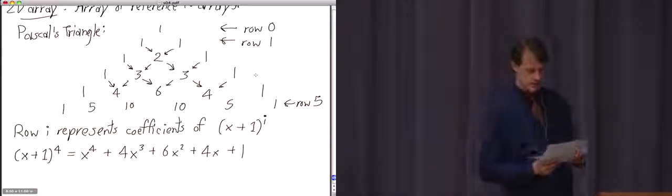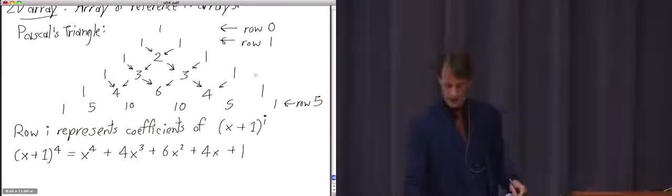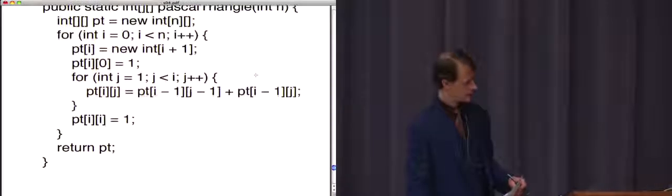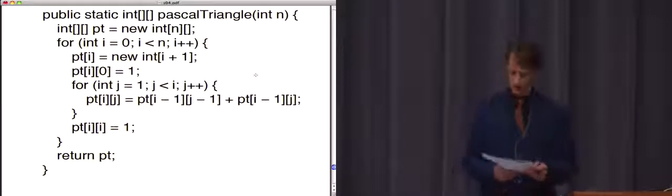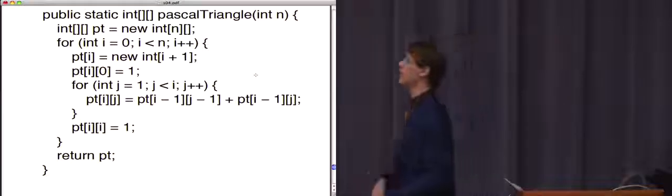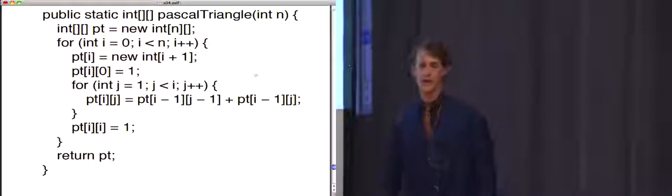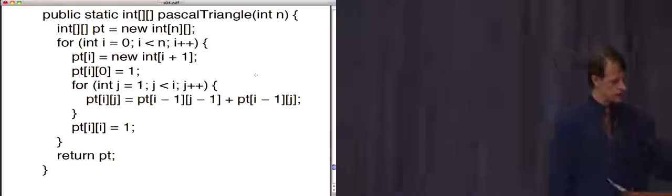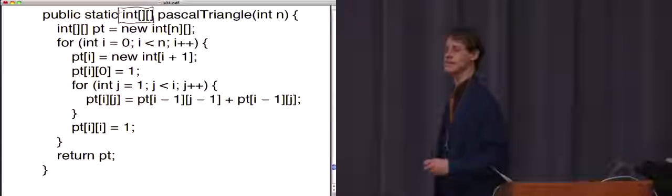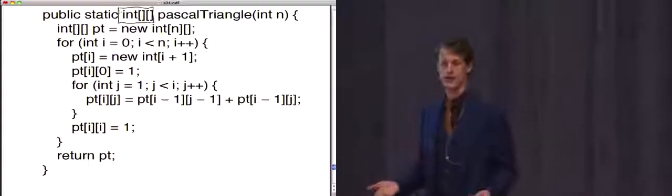So let's look at a little code that creates Pascal's triangle for us. To save a little time, I've just written the code out here. This code works with two-dimensional arrays, and in fact, the return value you can see is Pascal's triangle. It's going to return an array of arrays of ints. This will be a two-dimensional array of ints.